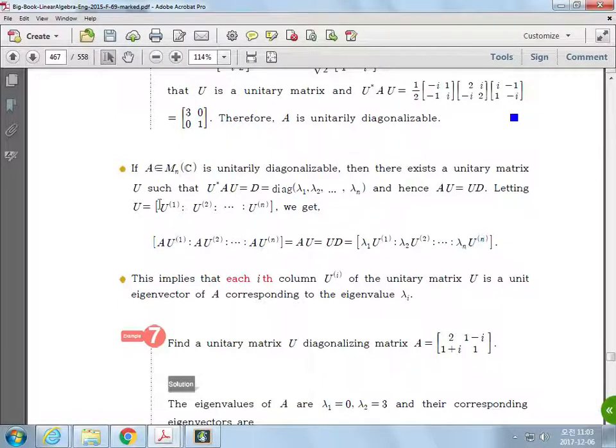So the columns of the unitary matrix U are the corresponding eigenvectors. So when you have U star AU is equal to D, you already have all the eigenvalues in the diagonal matrix and all orthonormal eigenvectors in the matrix U. Got it? If you can find U star AU is equal to D, that means you have all the eigenvalues here and also all the orthonormal eigenvectors. So you don't even need the Gram-Schmidt orthonormalization process to find orthonormal eigenvectors. Got it? So this is nice.